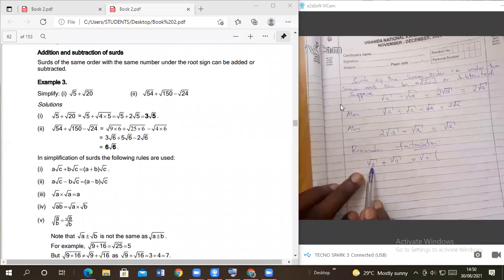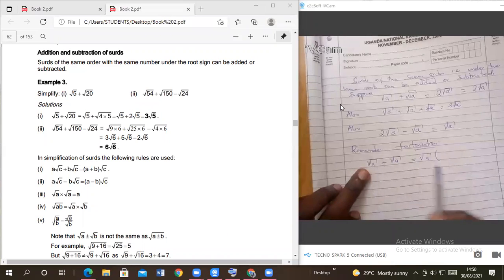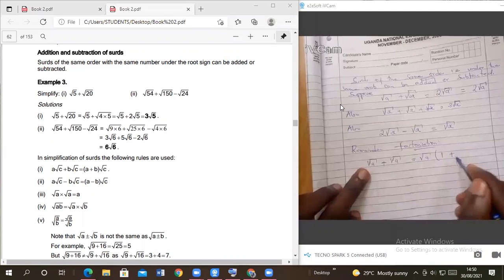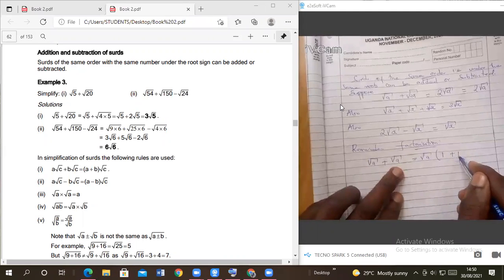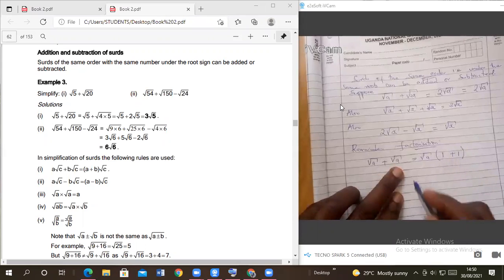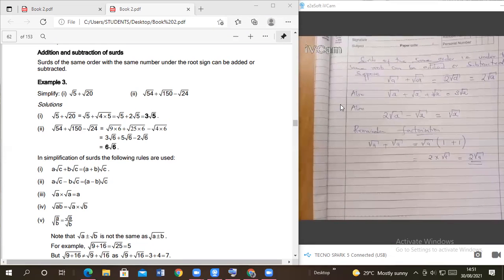So if I pull out, what will remain here? I've already pulled out root of A, which means here will remain 1, plus here will also remain 1. 1 plus 1 is 2. 2 times root of A gives us 2 root of A.